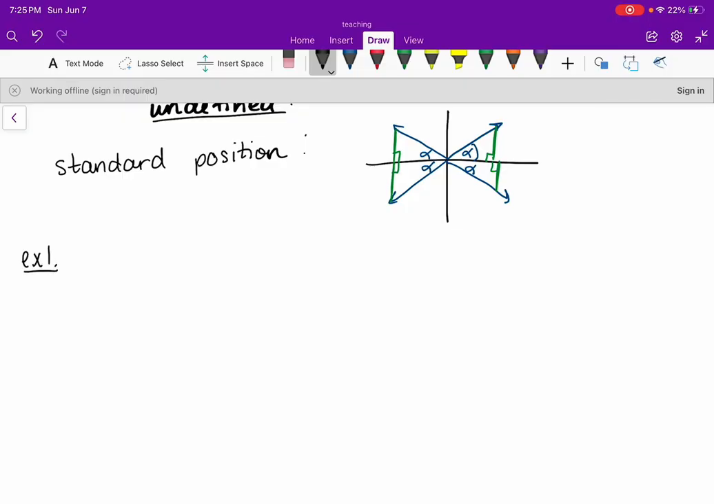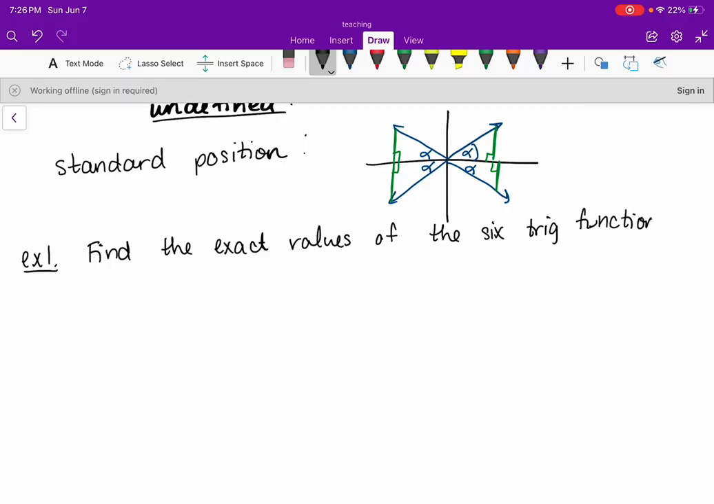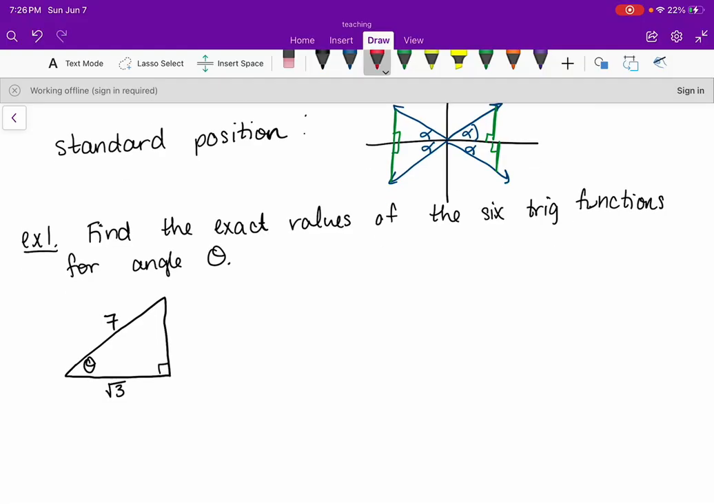So example 1, I'm going to say find the exact values of the 6 trig functions for angle theta. And here's our triangle. Theta is here. This side is square root of 3. The hypotenuse is 7. And I don't know the other side. So the first step in this is I need to know this missing side.